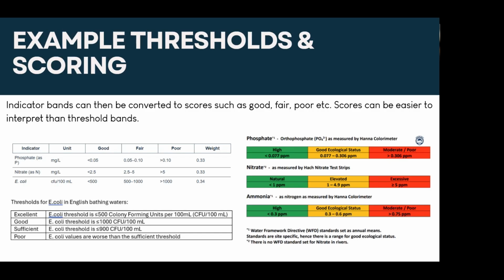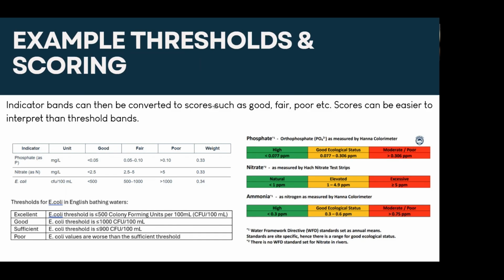So these are just some examples that I've pulled together. The top one, I don't know whether you can see the cursor, the top leftish one here. So this is the scoring that's been used for phosphate, nitrate, and E. coli, and you can see that they've been split into good, fair, and poor categories, and the weightings for each are given there as well.